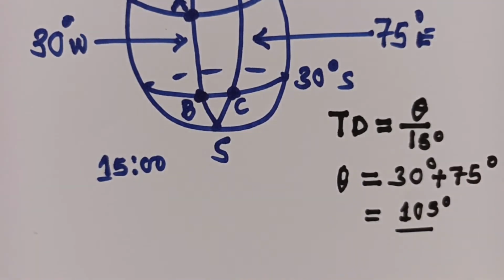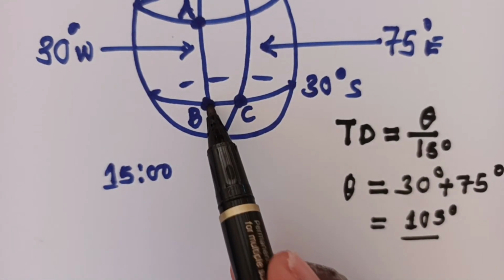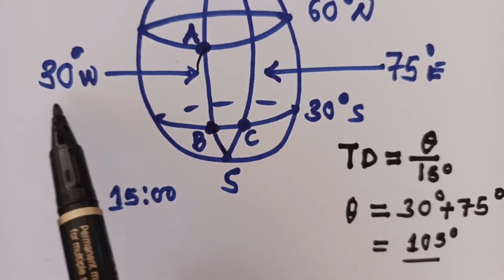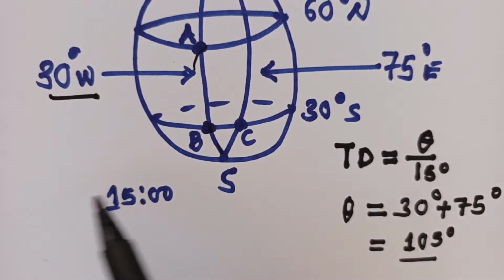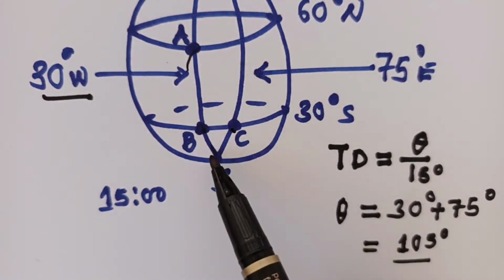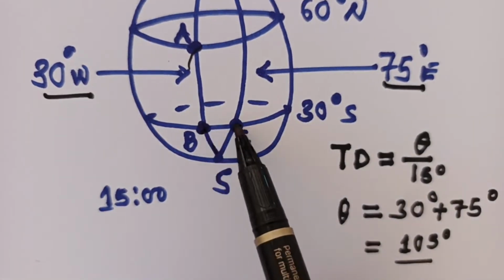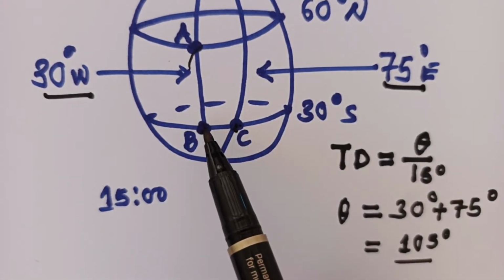So this is our theta. Now, how did I manage to get this 30 and 75? Look at this. This B, if you're able to see the longitude here, it's 30. And where C is, the longitude here is 75. So these two are at different positions.